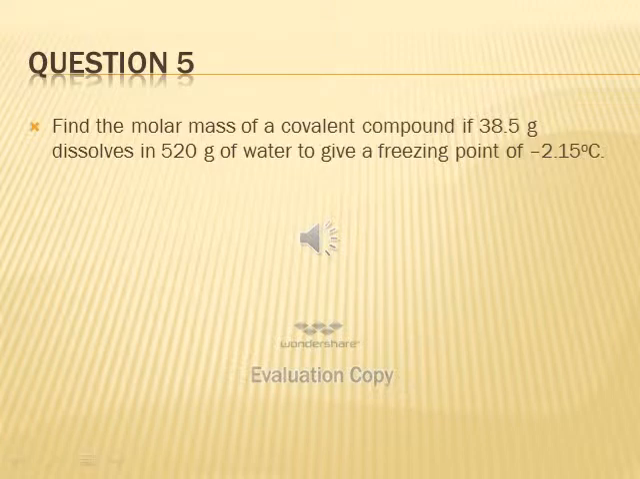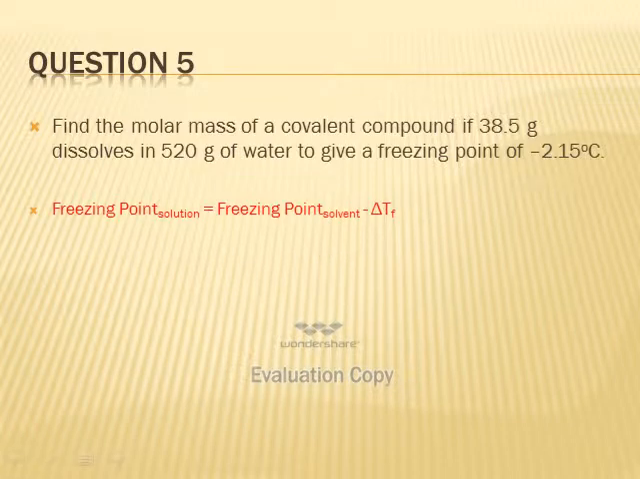Find the molar mass of a covalent compound if 38.5 grams dissolves in 520 grams of water to give a freezing point of negative 2.15 degrees Celsius. We know that the freezing point of a solution is the freezing point of the solvent minus delta T_f. We know the freezing point of the solution and the freezing point of the solvent, so we are able to solve for delta T. After substituting those values into the equation, we get delta T equal to 2.15 degrees Celsius.